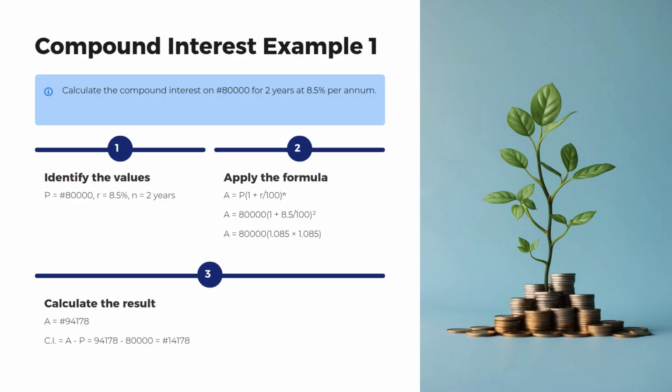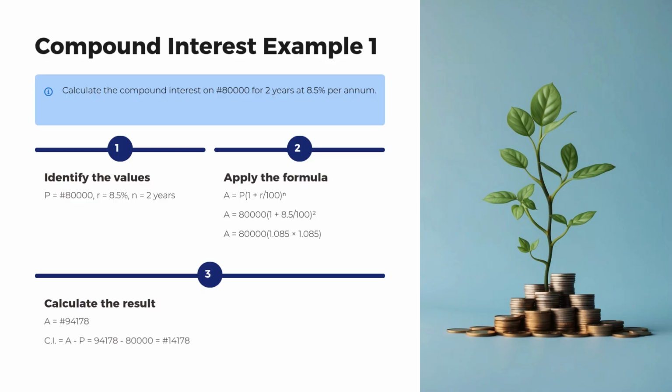Amount equals principal multiplied by (1 plus rate, divided by 100), raised to the power of number of years. Substitute the given values. Amount equals 80,000 multiplied by (1 plus 8.5, divided by 100) raised to the power of 2. That is, amount equals 80,000 multiplied by (1.085 multiplied by 1.085). Step 3. Calculate the result. Amount equals 94,178 naira.